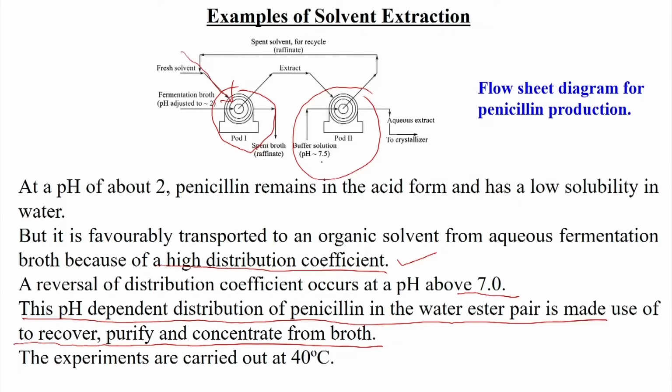So, at pH 7.5, the penicillin comes to the aqueous extract, and the solvent used to extract it is now almost free from penicillin and is recycled back to the system. So, from the extract, after separating the target component, the extracting solvent is again reused for the same extraction process for many cycles.